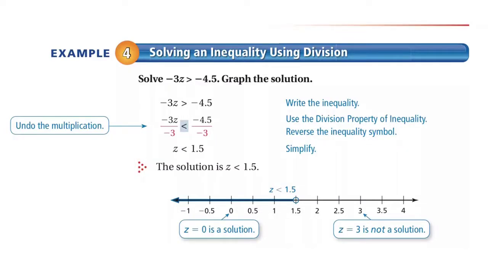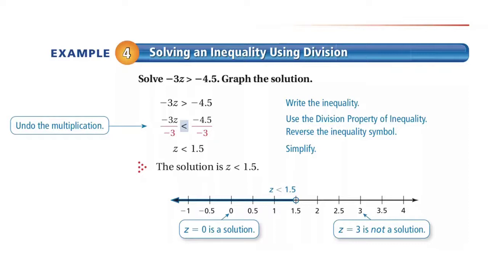For example 4, now we're solving using division. Same rule. If we divide both sides by a negative number, we also have to flip that symbol in the middle. So now we're solving negative 3z is greater than negative 4.5. We will divide both sides by -3. On the left-hand side, we're left with just z. We flip the symbol. It's no longer greater than.